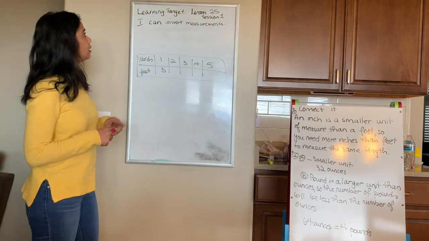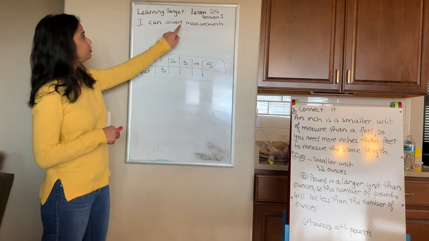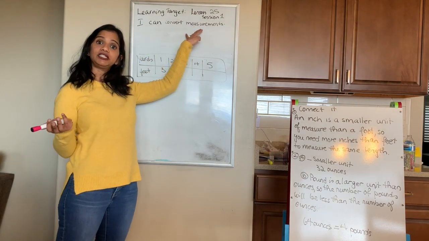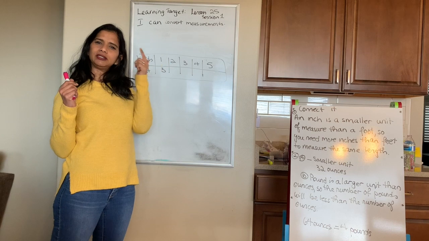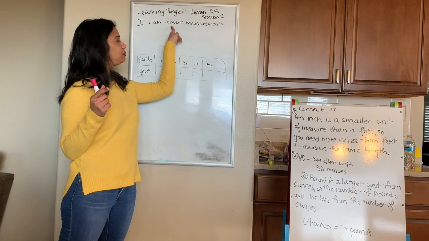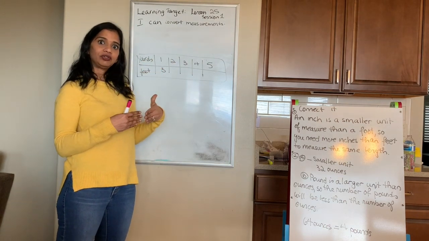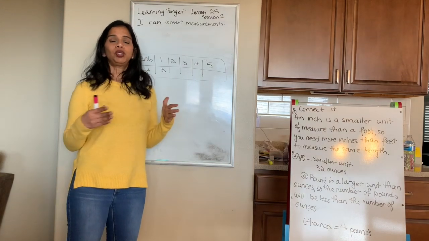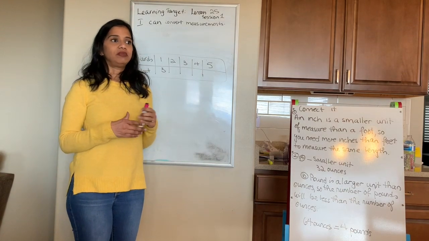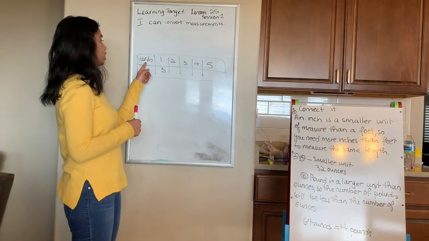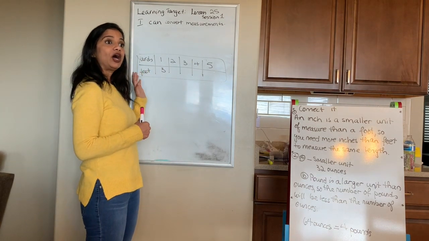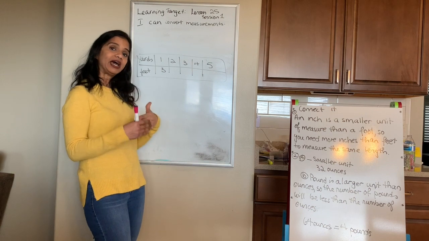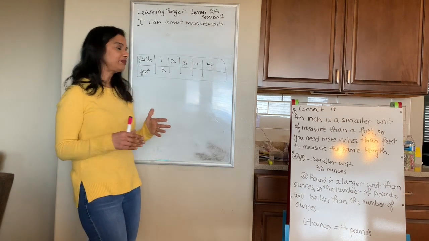Okay, this is our learning target. I can convert measurements. Very simple. Read it to yourself, right? Measurements, and I can convert it. And convert means what? To change, right? To change measurements from one measurement to another measurement. So this whole lesson is about if I am measuring something in yards and I want to know how many feet it is, what is the math I do to be able to change that?